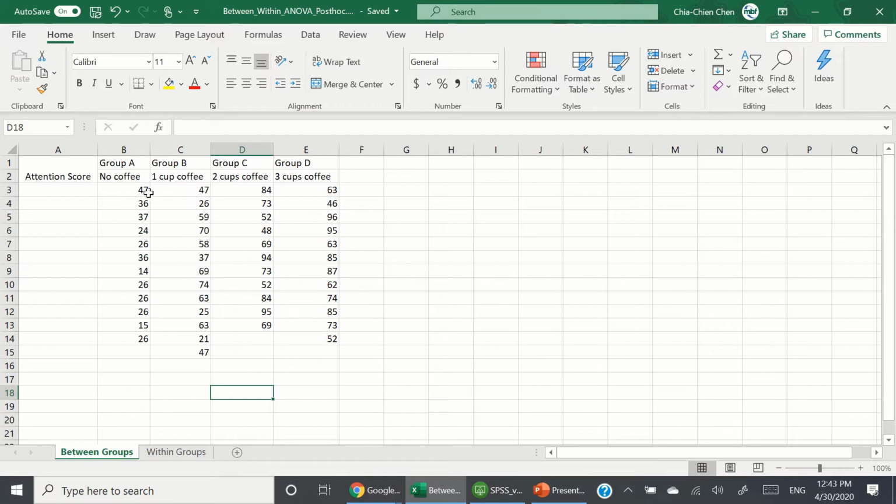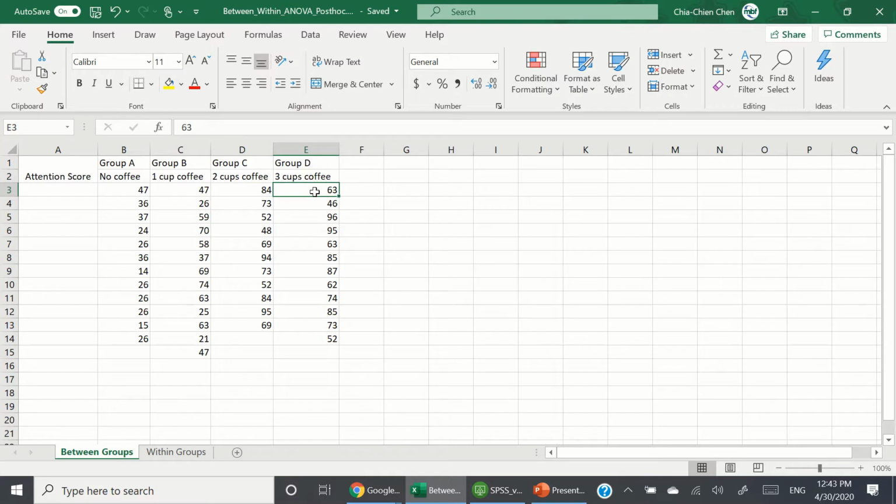So we've got groups A, B, C, and D. A received no coffee, B drank 1 cup of coffee, group C drank 2 cups of coffee, and group D drank 3 cups of coffee, and then we're measuring their attention score. All the numbers that you're seeing there are the attention scores. Now remember, this is between groups, which means that the person in here and the person in here are not the same person. This is one person, this is another person, this is another person, and this is another person.